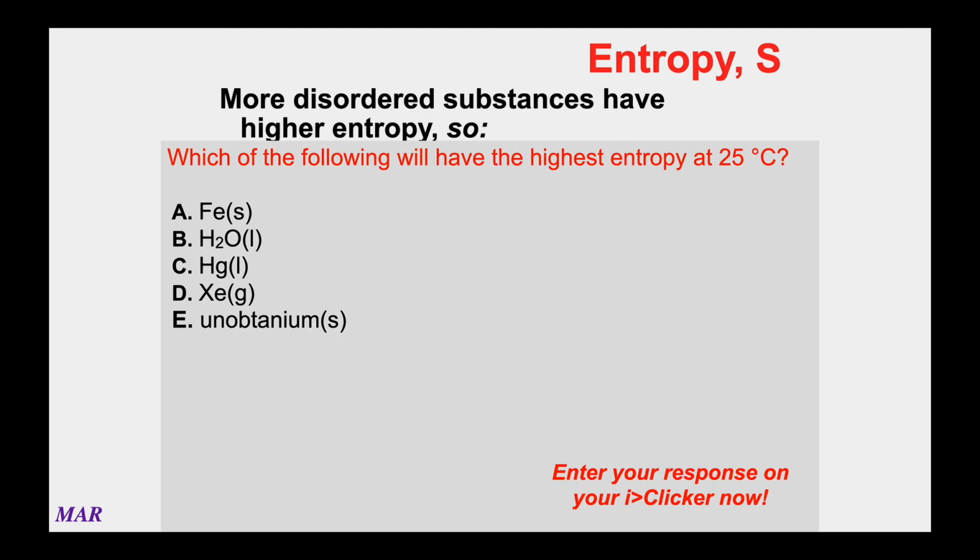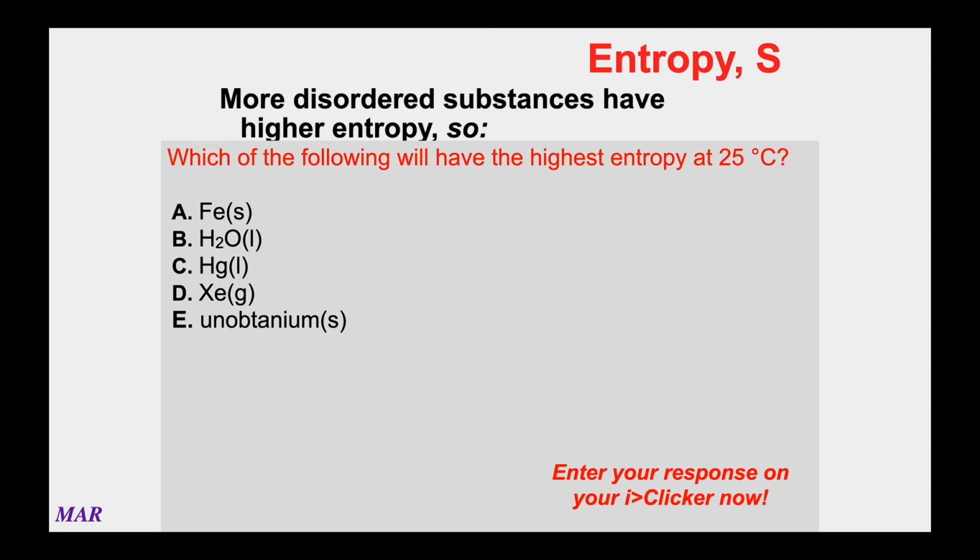So here's a question. Which of the following will have the highest entropy at 25 degrees Celsius? There's a whole bunch of different things there. Notice that what's important is that you have solids, liquids, gases, and unobtainium, by the way, is the false element they were looking for in the movie Avatar, not the TV series. But anyway, I digress. Unobtainium's just a joke, ignore it.